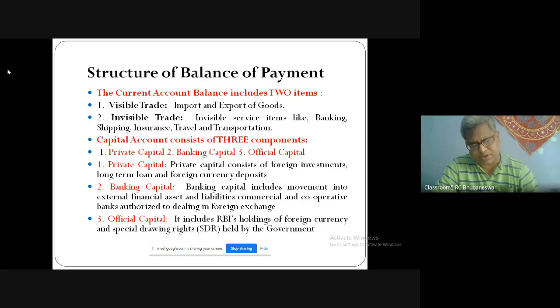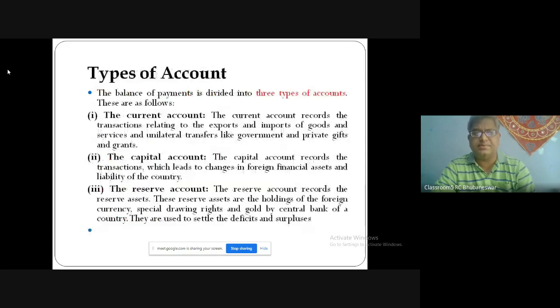One is the current account, the other is the capital account. The current account is divided into two parts: one is visible trade, and another is invisible trade. The capital account is divided into three parts: private capital, banking capital, and official capital.